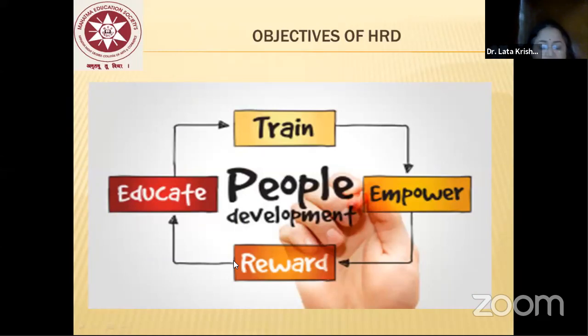Objectives of human resource development in this particular diagram. Very neatly put, if you are the HR manager and you are performing the human resource development function, what are you doing? You are developing the employees of your organization, the people in your organization. So what do you do? You train them, you empower them, you reward them, you educate them. When we say training, it's all about giving them different short-term, medium-term, long-term sessions.